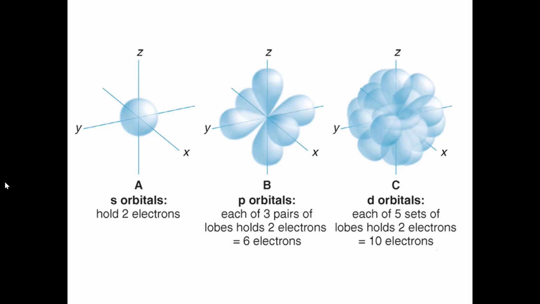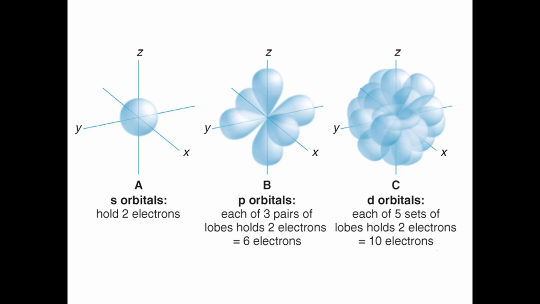In the first graph, we have the s orbital that corresponds to a sphere, and this orbital can hold 2 electrons. In the second graph, we have the p orbitals, and we can see this orbital has 3 pairs of lobes. Each lobe can hold 2 electrons. Then the total number in orbital p will be 6 electrons.